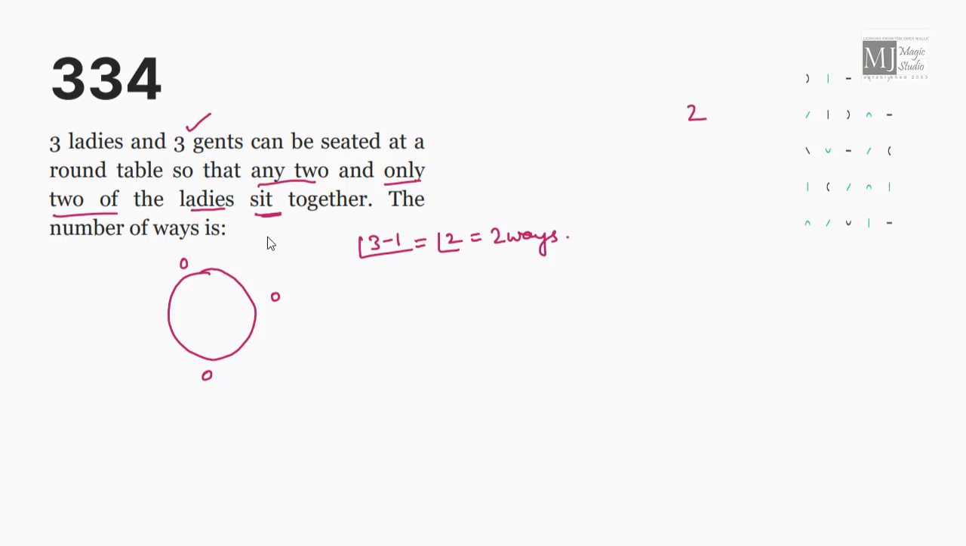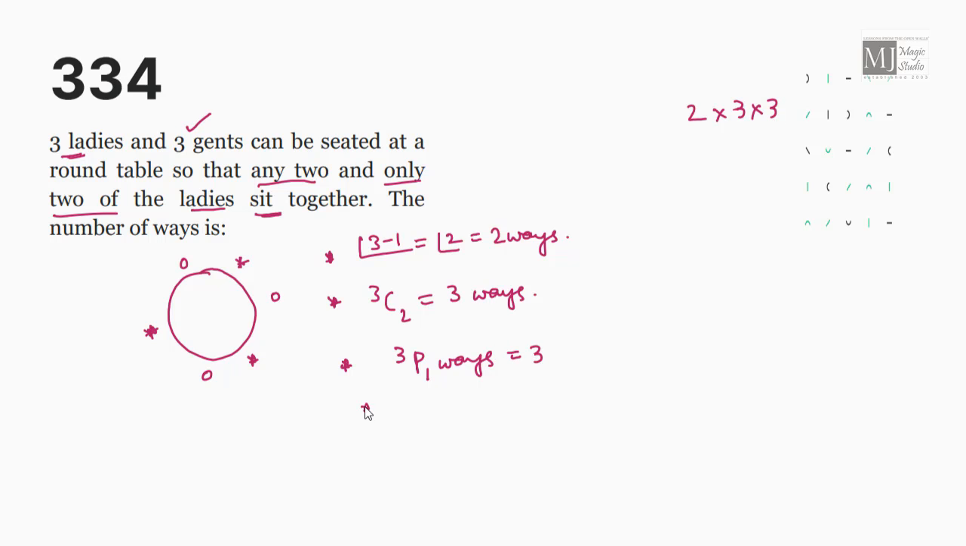Now 2 ladies should sit together. Which 2 ladies? We don't know. So let us select 2 ladies from these 3 ladies first. That can be selected in 3C2 ways, that is 3 ways. Done. Now these 2 ladies can take place in these 3 vacant places. In how many ways? 3P1 ways. 3P1 is 3.